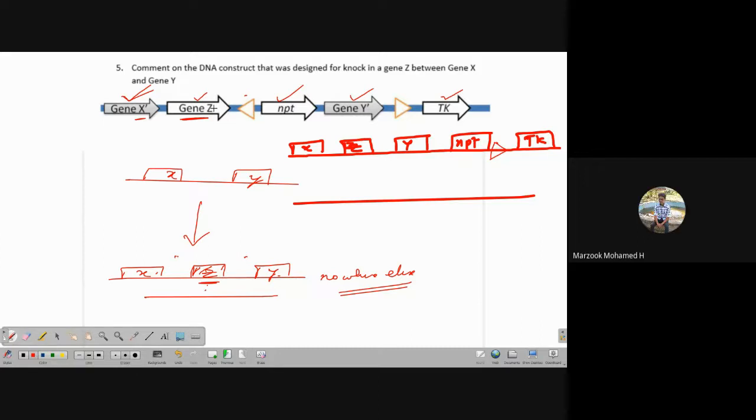NPT is for positive selection. The cell with the gene is prioritized, sir. So this is positive selection. Okay. TK is negative selection. Okay. And why do we have X prime and Y prime? They are homologous regions, for homologous recombination, we'll say.